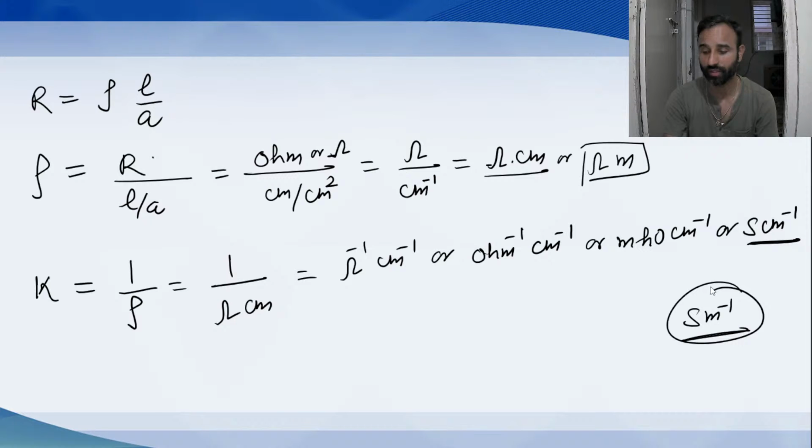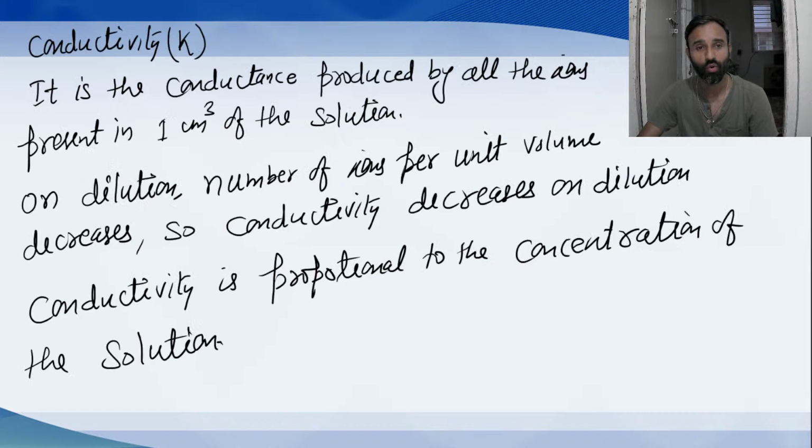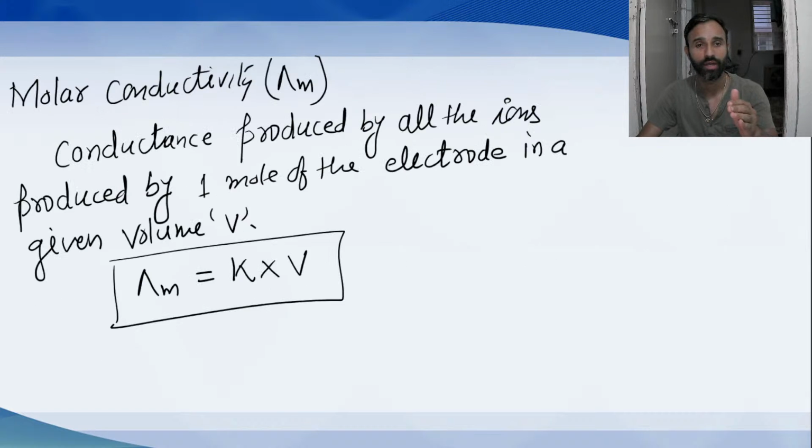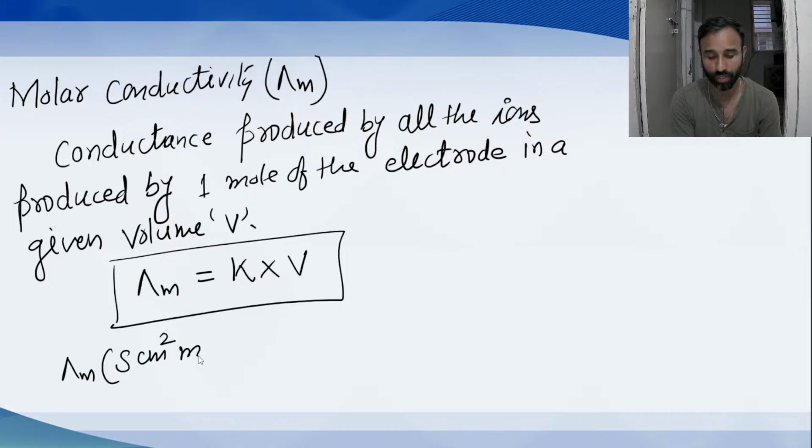So these are the units of resistivity and conductivity, resistance and conductance. Now come to molar conductance or molar conductivity. In molar conductivity, what is the unit? Molar conductivity is S centimeter square per mole.